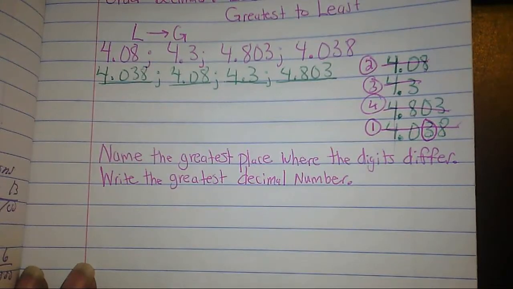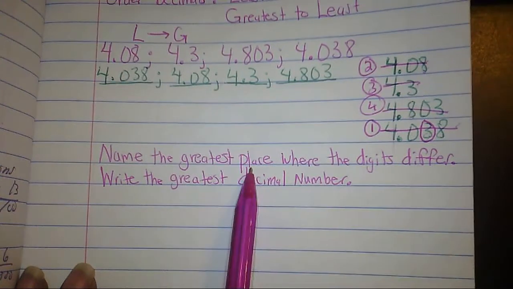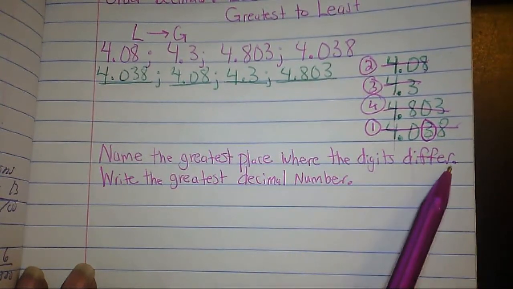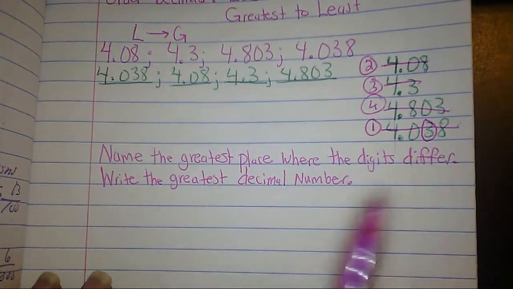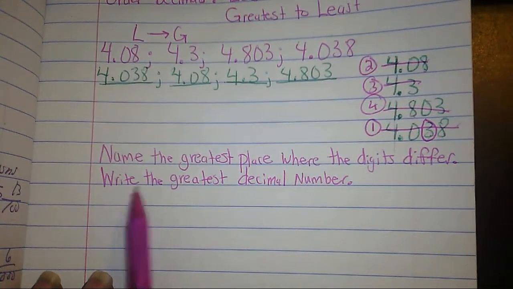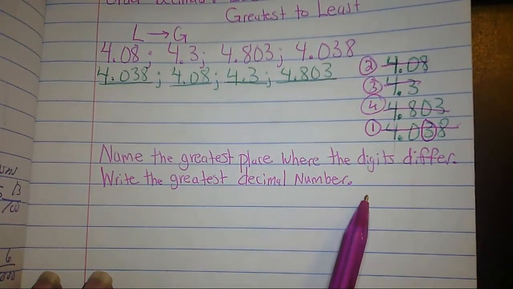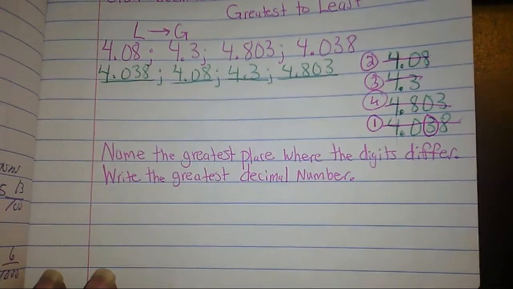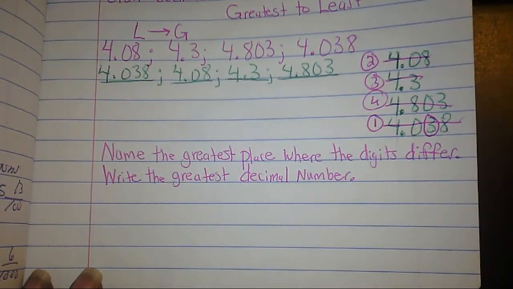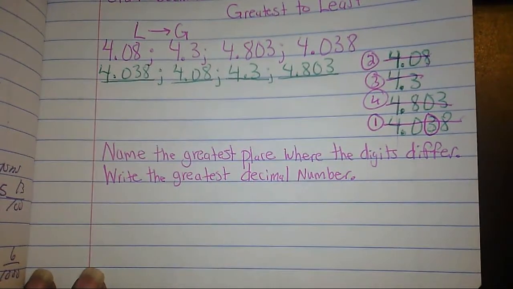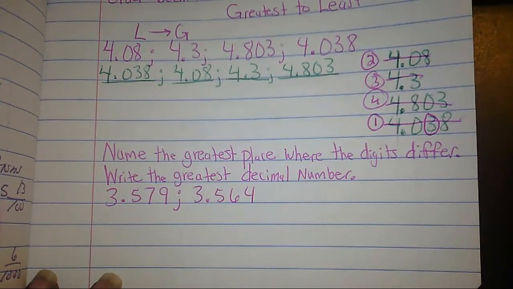Okay, this says name the greatest place where the digits differ. Go ahead and write that down. And remember, you can pause to write this down. And then it says write the greatest decimal number. So these are two things that we're going to be doing right now. I'm going to list two decimals, and you'll see them pop up on your screen. Here are the two decimals, 3 and 579 thousandths, 3 and 564 thousandths.